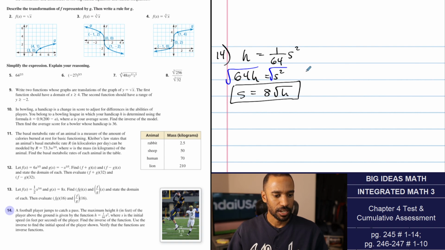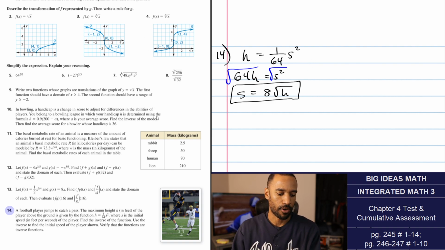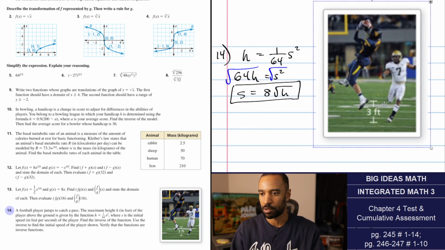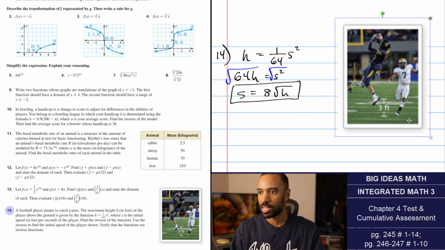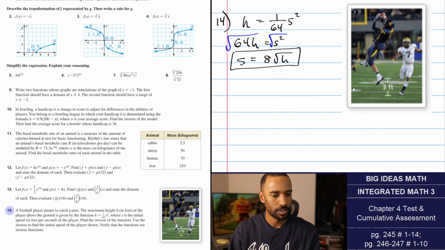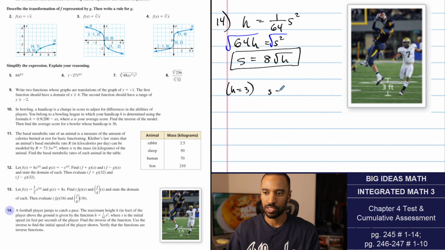Use the inverse to find the initial speed of the player shown. Identify the functions are inverse functions. Now, I didn't notice this until just now. In the portrait, it shows 3 feet. I don't know if you can see that. It's right there. So it says the height of the player is 3 feet, so we have to find out what their initial feet per second velocity was. So h equals 3. So when h equals 3, we'll do s equals 8 times square root of 3.